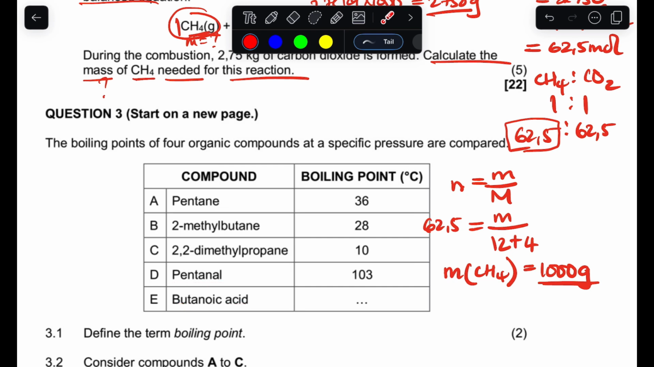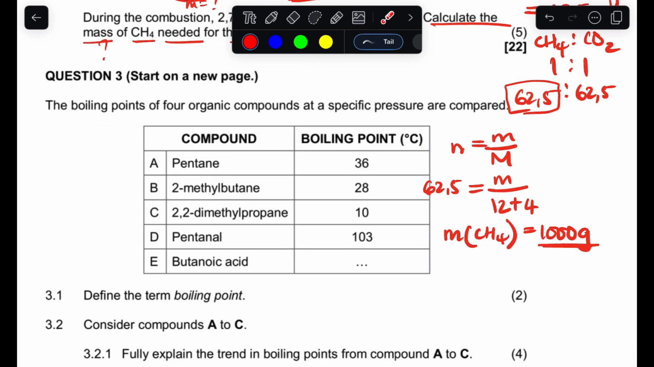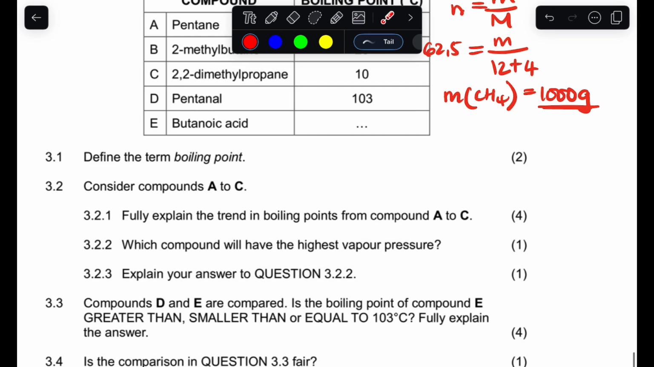Okay, let's go to the questions. Right, 3.1, define the term boiling point, guys. Exam guideline. The boiling point, it is a temperature. You must state that it is a temperature. It is a temperature at which the vapor pressure of a liquid is equal to the atmospheric pressure. Right, very important. Look at the exam guideline. I might make a mistake as well by paraphrasing it.